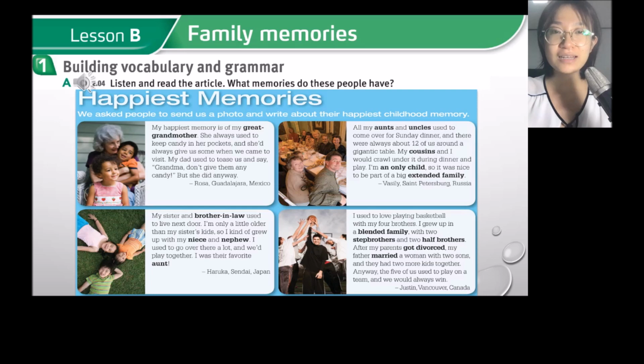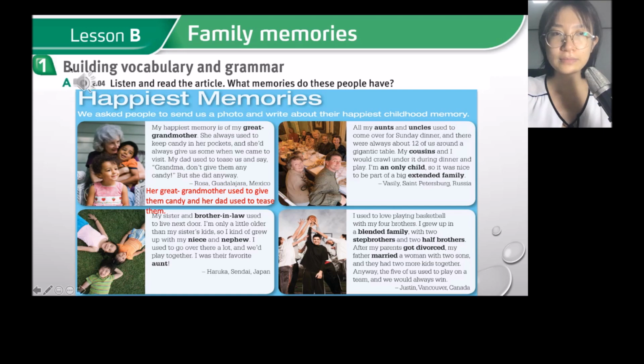Okay, number 1, the happiest memory is about whom? Yes, about the great-grandmother, right? And so can you retell? Yes, the girl's name is Rosa from Mexico, right? And her happiest memory is that her great-grandmother used to give them candy, but her dad used to tease them. Okay, did you get it? Okay, now let's move on to number 2.